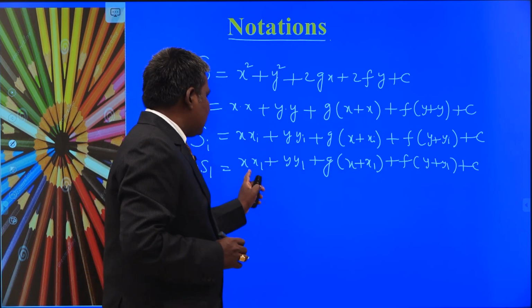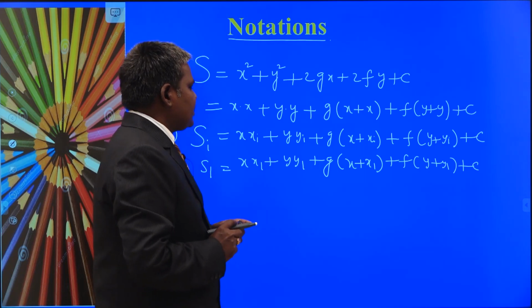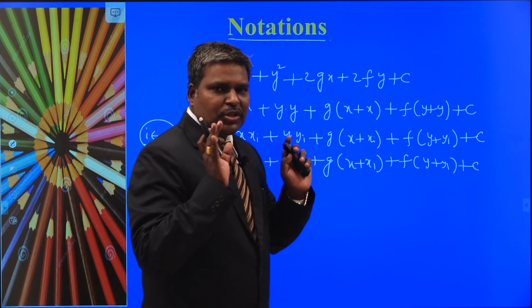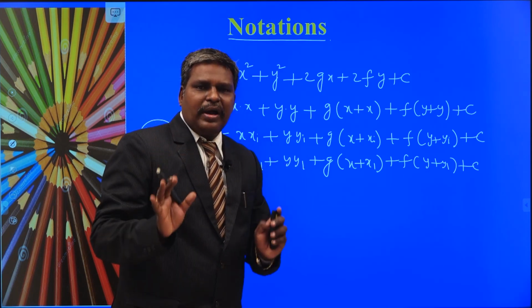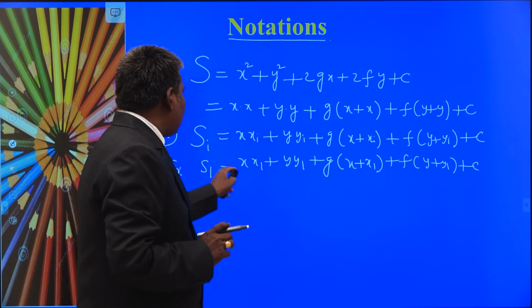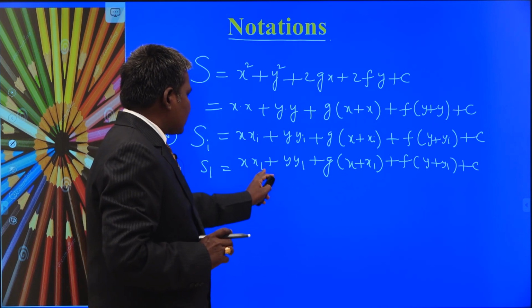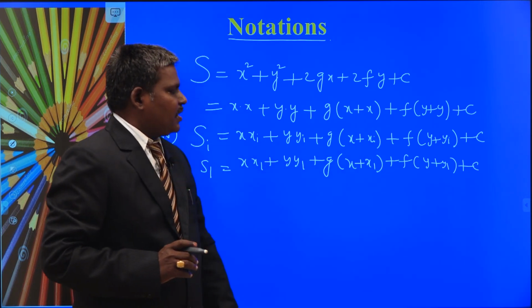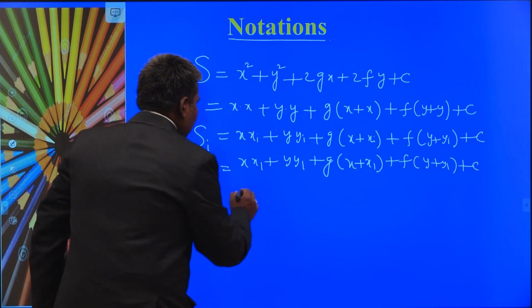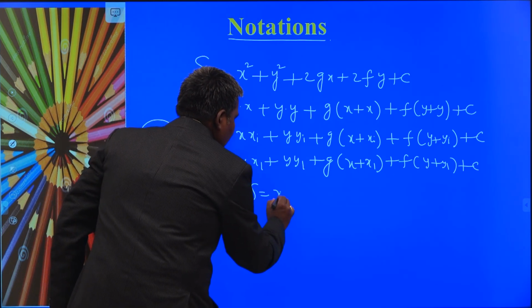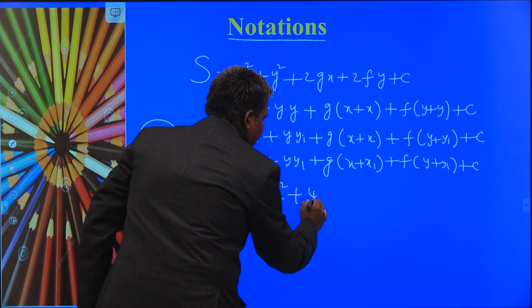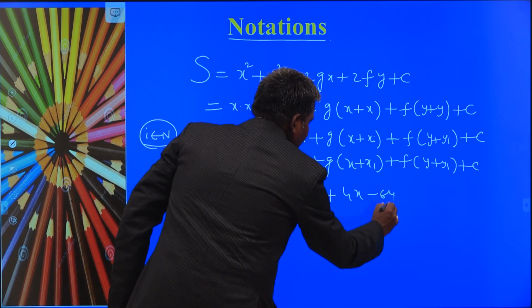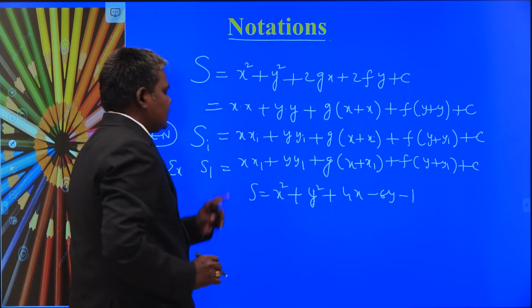So our S1 is xx1 plus yy1 plus g times (x plus x1) plus f times (y plus y1) plus c. Suppose you have S and some point x1 comma y1. How to build up this S1? x into x1 plus y into y1 plus g times (x plus x1) plus f times (y plus y1) plus c. For example, your S is like this: S is equal to x square plus y square plus 4x minus 6y minus 1.